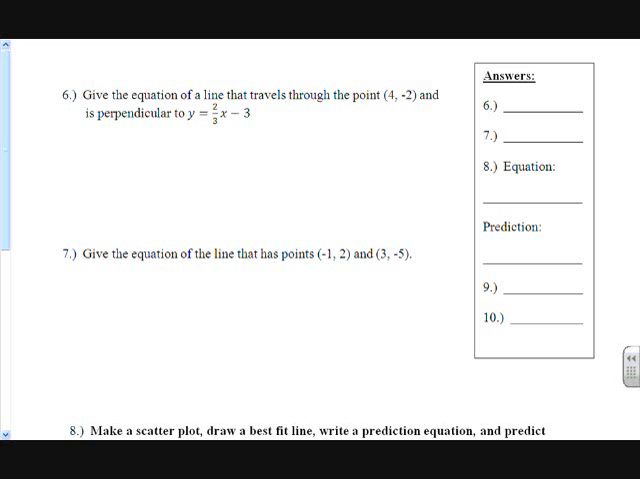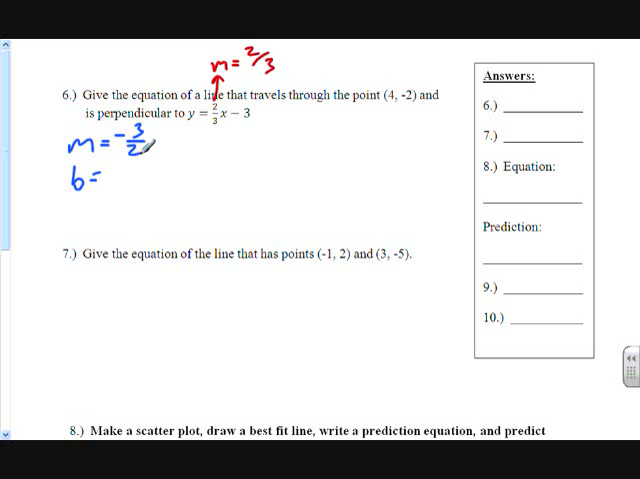In number 6, I'm essentially doing the same thing, and the only thing that varies here is how we find the slope or the y-intercept. For this one, it's telling me that I'm perpendicular to the line y equals 2/3 x minus 3, and the slope of this line is 2/3. So the slope of our line is going to be the opposite reciprocal because they're perpendicular. So opposite means I change the sign. Reciprocal means I flip the fraction. So instead of a positive 2/3, it's going to be -3/2.